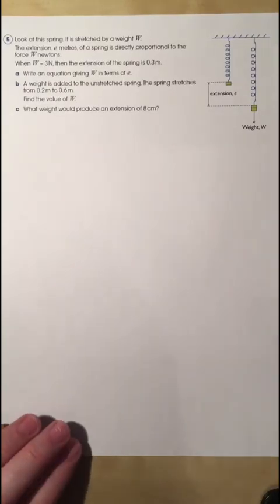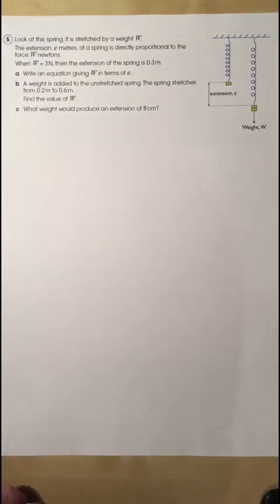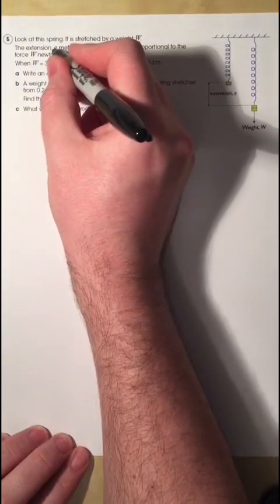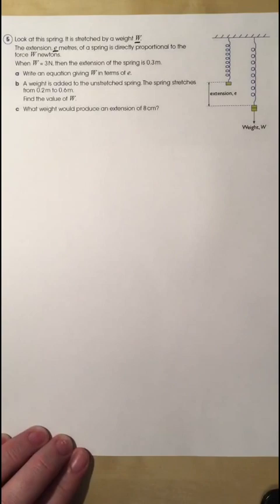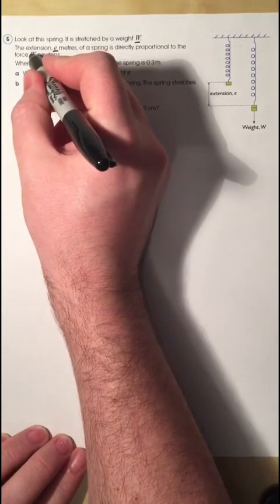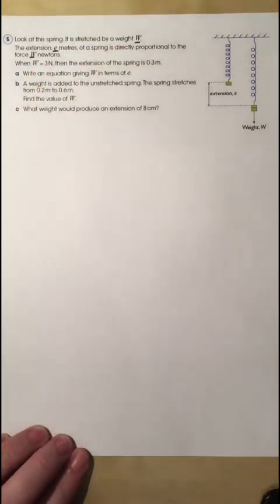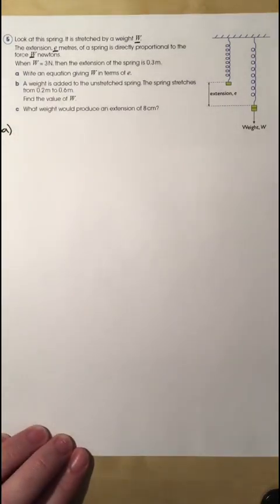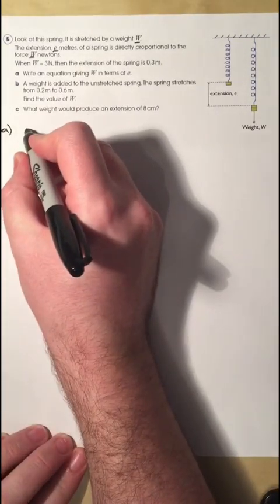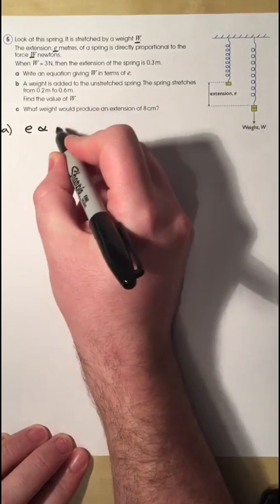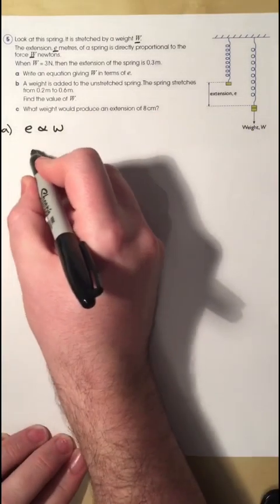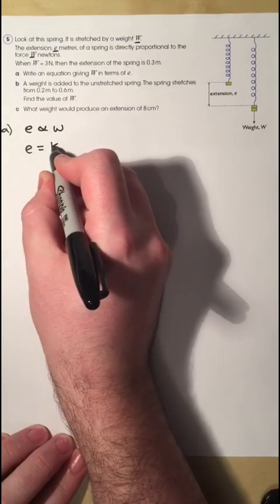This question says, look at the spring, it's stretched by a weight W. The extension E of a spring is directly proportional to the force W. So first of all, as before, we need to write an equation. The first thing we're going to do is make the proportionality statement. The extension is proportional to the weight. We then replace the proportionality symbol with equals k.